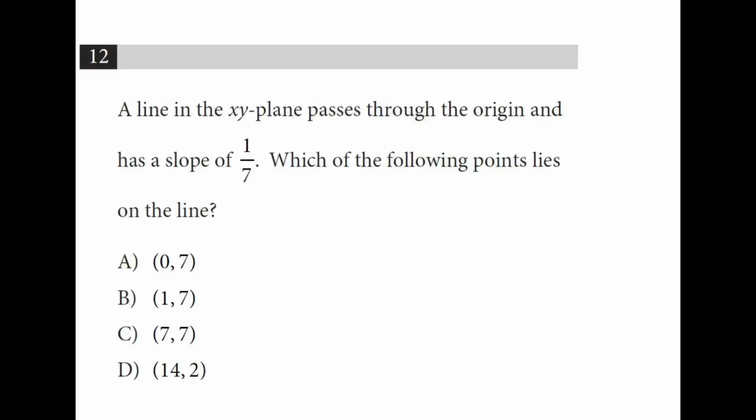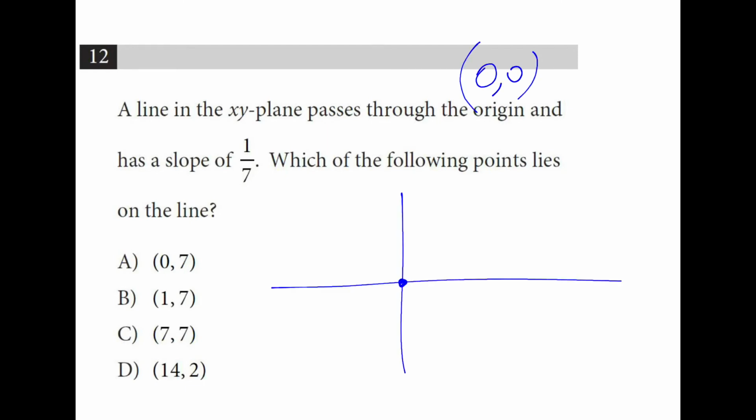A line in the xy plane passes through the origin, which is 0, 0, and has a slope of 1/7. So here's 1 point. If I rise 1, run 7, there's my next point. Rise 1, run 7, there's my next point.